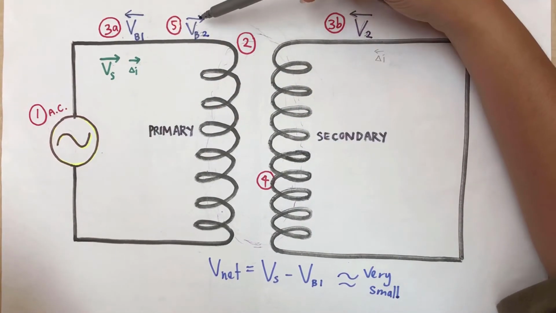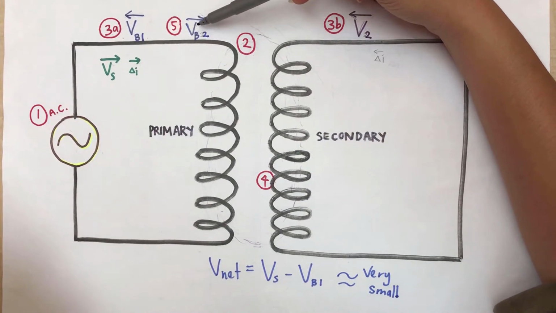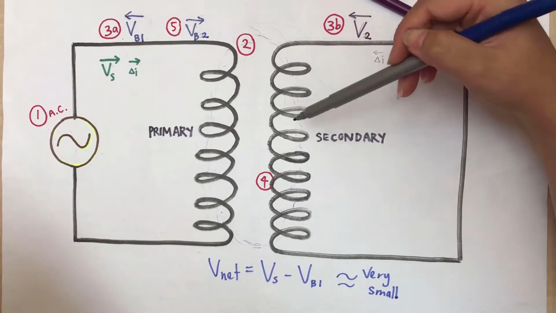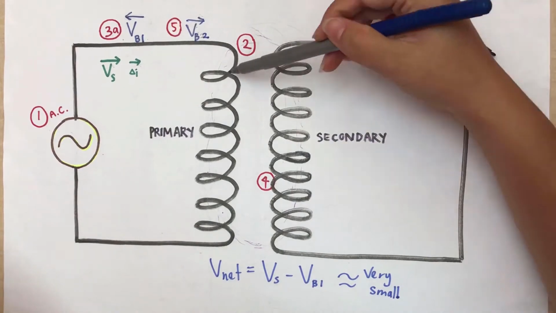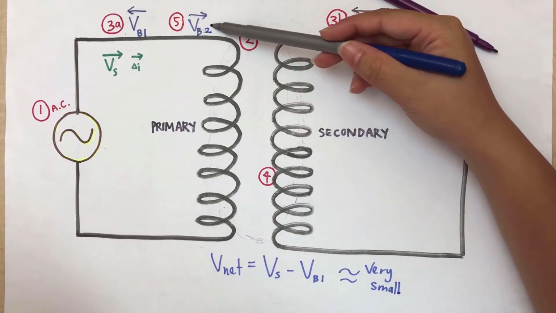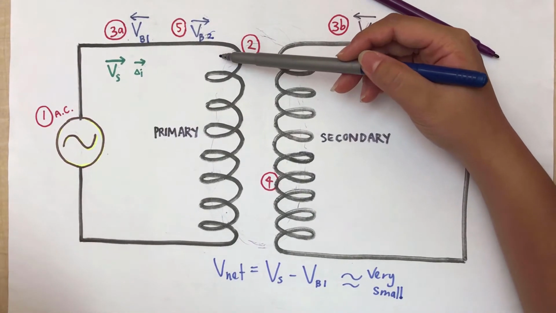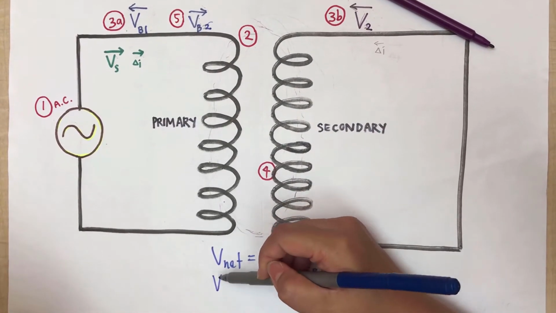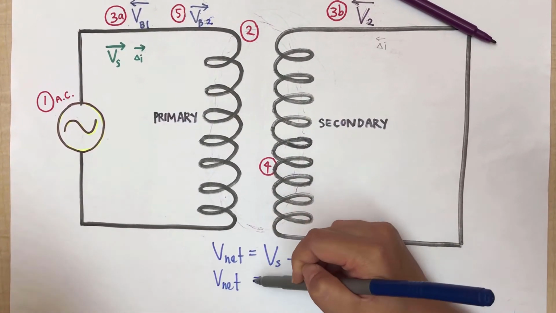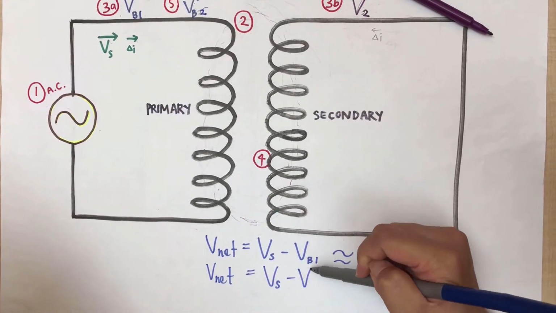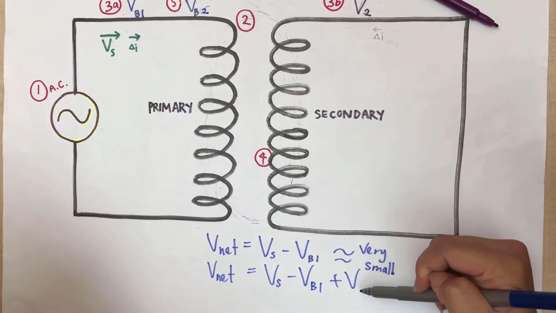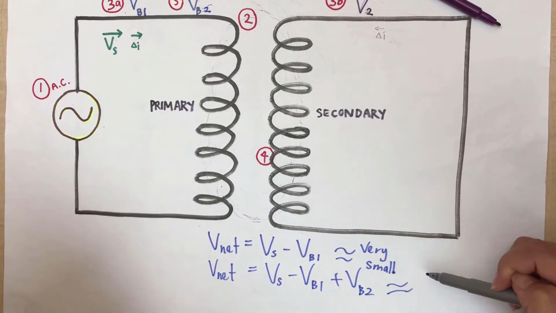Why? It's because back EMF 2 will oppose the secondary EMF in the secondary coil, which causes the changing magnetic flux, which causes it to be induced. Hence, the new equation is given by Vnet equals the same equation, but added with VB2, which will be very large.